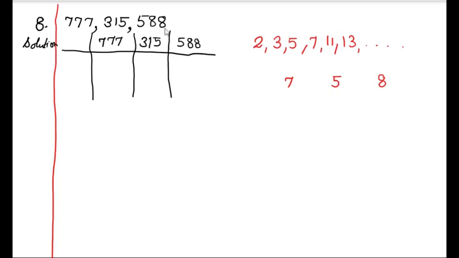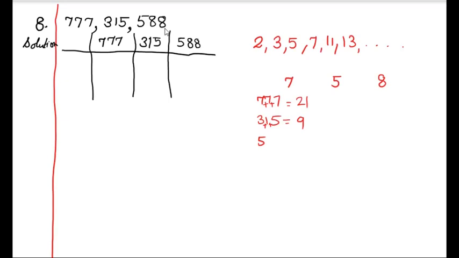So what is our first number? 777. Add it. 7 plus 7, 14. 14 plus 7, 21. Next number is 315. Add those digits. 5 plus 1, 6. 6 plus 3, 9. Next number is 588. Add these three digits. 8 plus 8, 16. 16 plus 5, 21. Yes. So the third number's addition is 21.